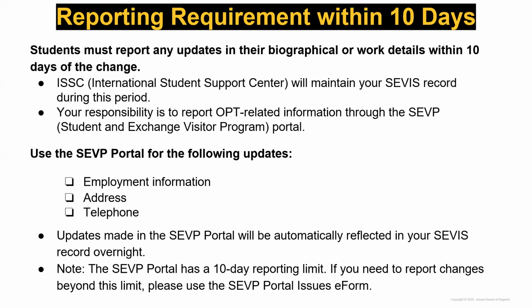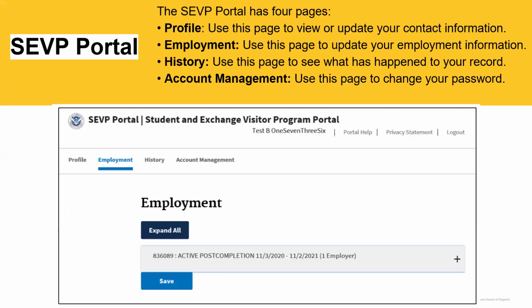Again, don't go on this limit because you are required to do it within 10 days. If something were to happen, you can use our SEVP Portal issues eForm to make those updates there. But again, very important to make any of these changes yourself via the SEVP Portal within 10 days.